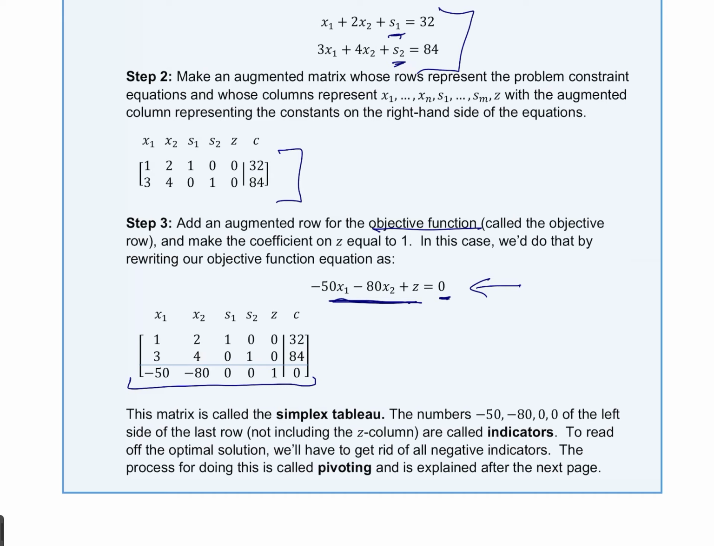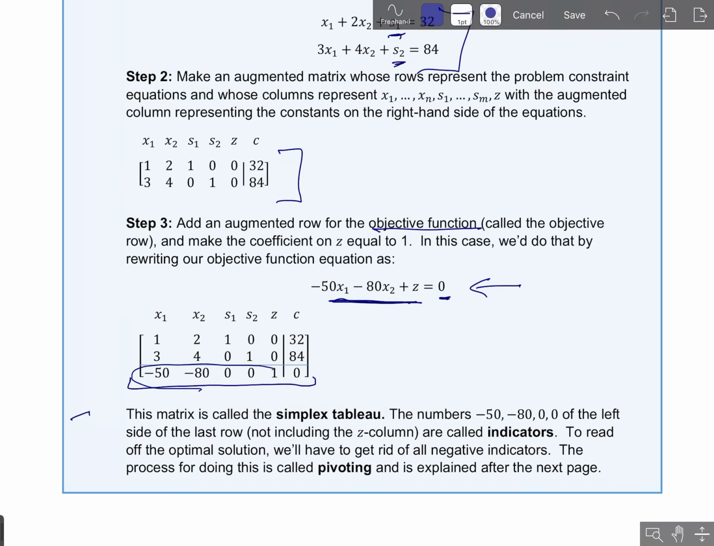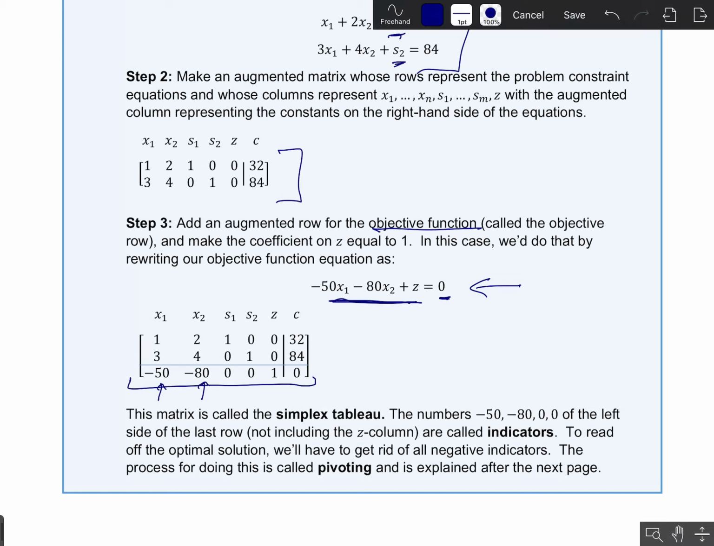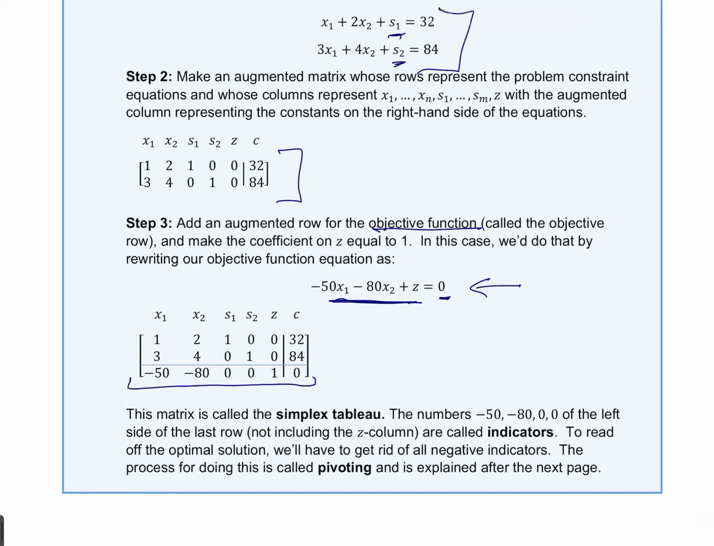So there are a couple of other terms that I'm going to introduce now, but we'll talk more about them in a second. The first term that I want to introduce is the idea of an indicator. These numbers that I've just circled are the indicators. They're the coefficients that live to the left of the augmentation bar. So it's all of these. And our goal is going to be to eliminate any negative indicators. So we'll be done as soon as we get rid of all of those negative indicators. In this case, there are two negative indicators. There's negative 50 and negative 80. So our goal will be to eliminate those negative indicators, and then we can read off the optimal solution, but we'll worry about that in a bit.